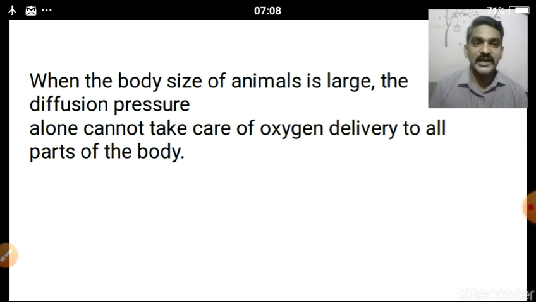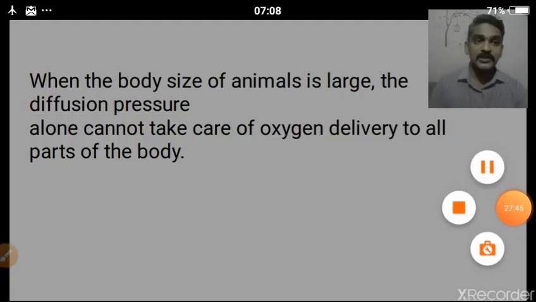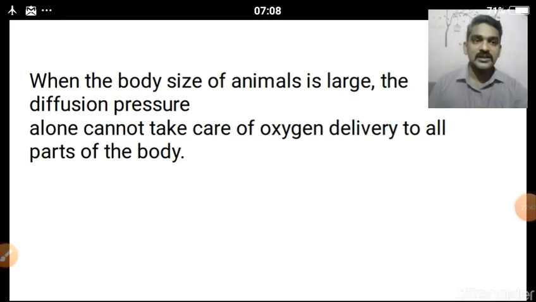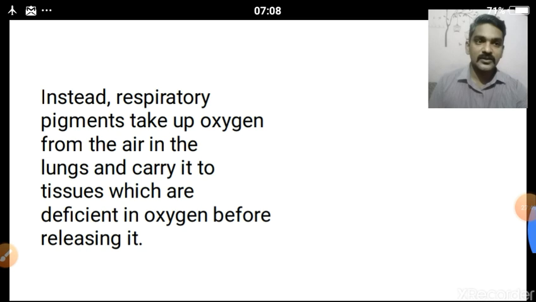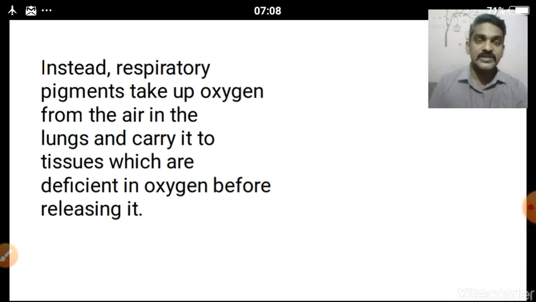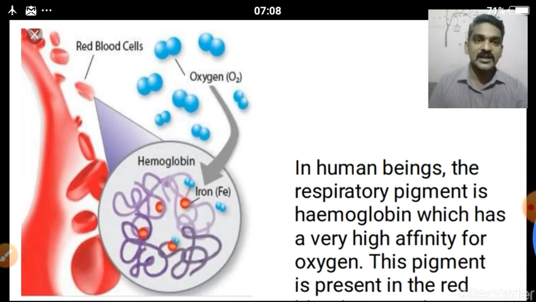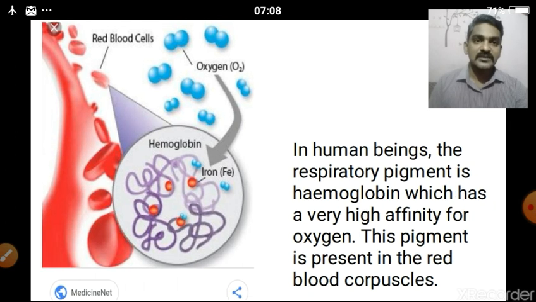So this is why in higher animals we have specialized organs. We have specialized respiratory pigments. You can see here, the respiratory pigments will be carrying the oxygen. In the case of humans, the respiratory pigments are called hemoglobins.